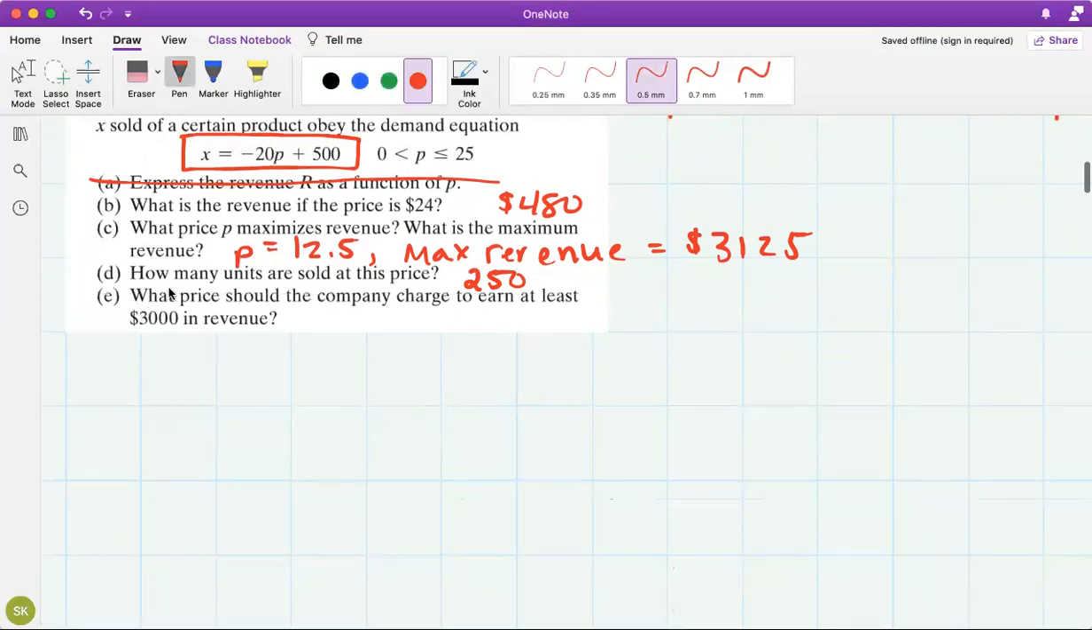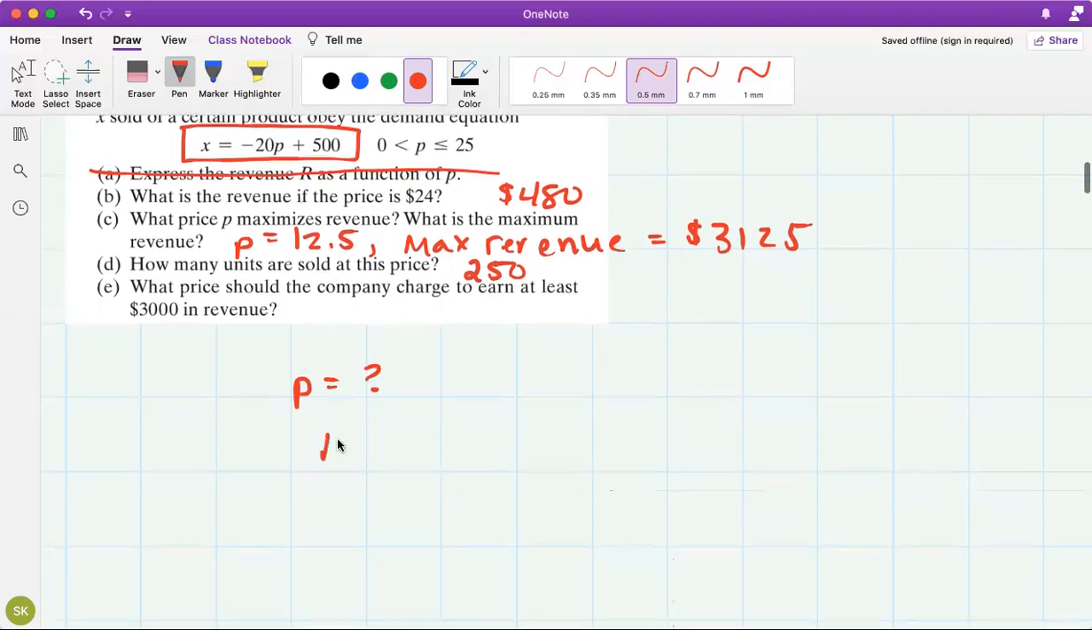Part E asks us, what price should the company charge to earn at least $3,000 in revenue? So this should remind you of the inequality problems we have seen before. So what price should the company charge? So we're looking for P is equal to what? To earn at least $3,000 in revenue. So we want our revenue to be greater than $3,000. We want to make more than $3,000. We know if we charge 12.5, we'll make more than $3,000. But what will get us exactly to $3,000? So what range of prices?